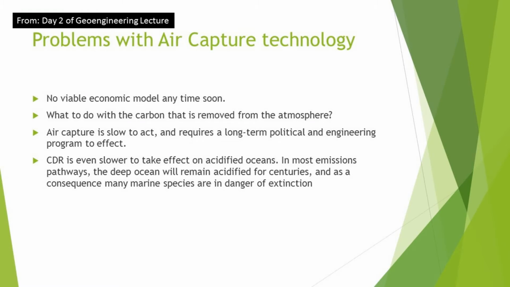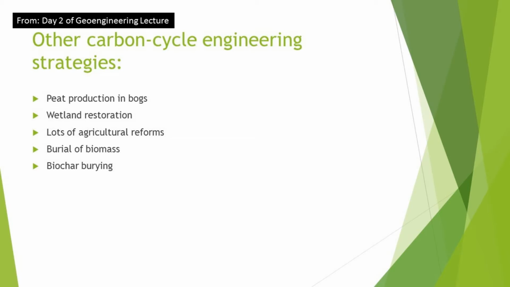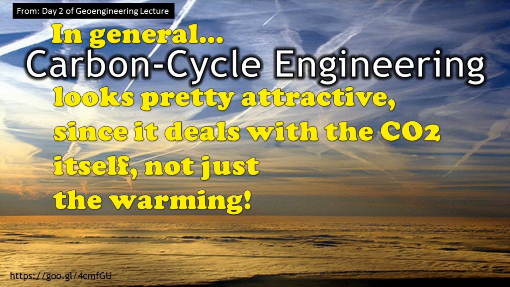All right. We talked about these other strategies, like producing more peat, wetland restoration, burial of biomass, or agricultural reforms, as other ways in which we could improve the carbon cycle to get more carbon out of the Earth's atmosphere faster. And in general, these carbon cycle engineering plans look pretty good because at least they're dealing with the root problem, the carbon dioxide, not just dealing with the temperature. And so this helps with regard to ocean acidification and so on. There's a number of reasons why this is a good idea.